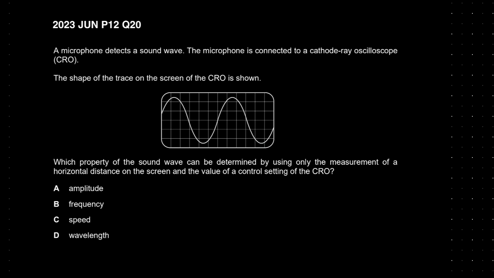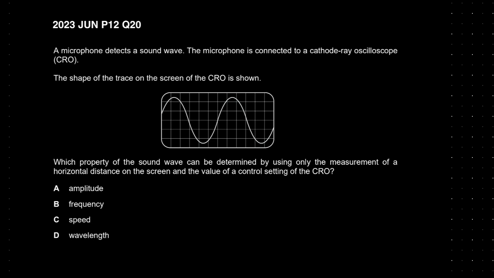Question number 20, a microphone detects a sound wave. The microphone is connected to a CRO. The shape of the trace on the screen of the CRO is shown. Which property of the sound wave can be determined by using only the measurement of a horizontal distance on the screen and the value of a control setting?